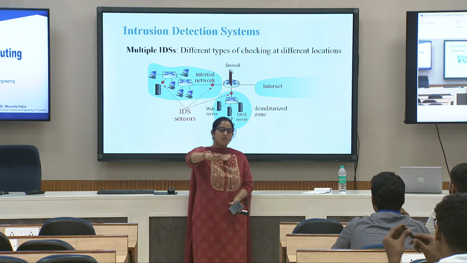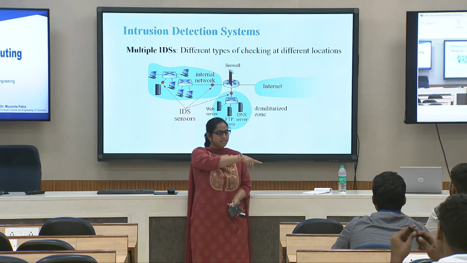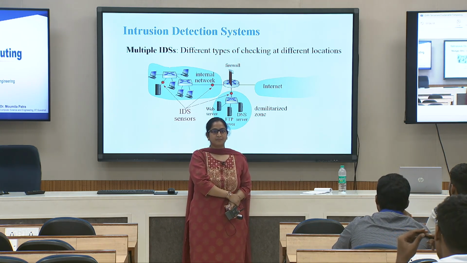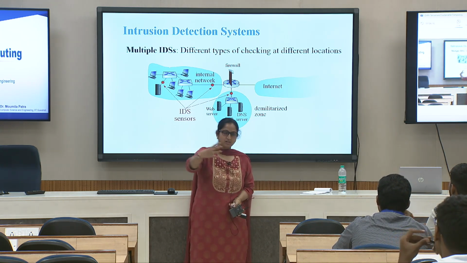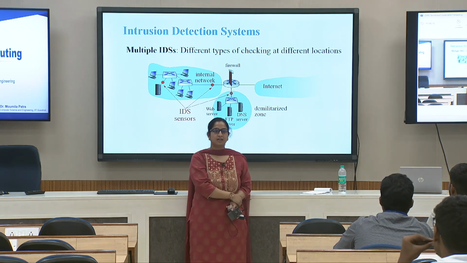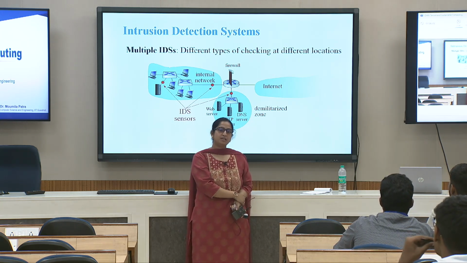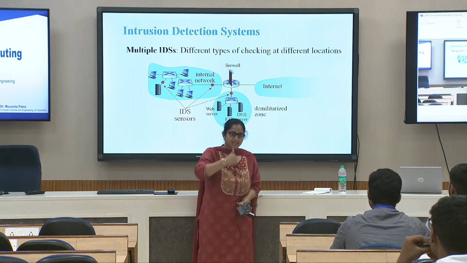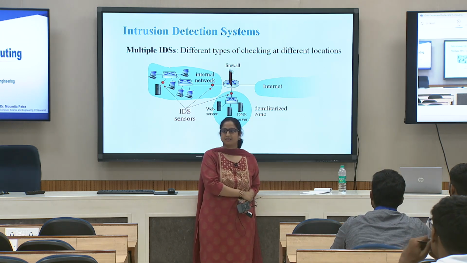So I am giving another hint. You are sending a stream of packets, and your IDS is right below, behind the firewall, just one IDS. You are getting a stream of packets from the internet. Now, any kind of attack could be there. You don't know what kind of attack could be there. So then what will happen? Think of the next step.